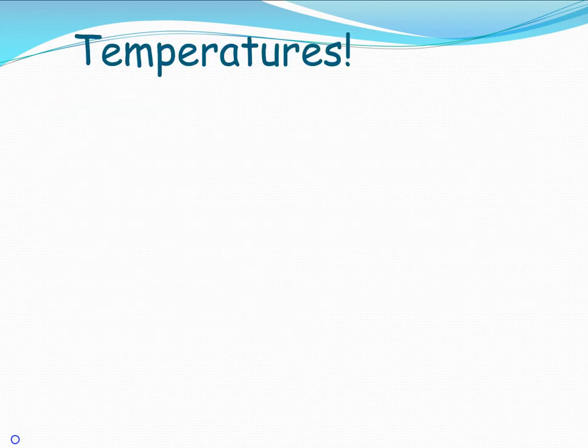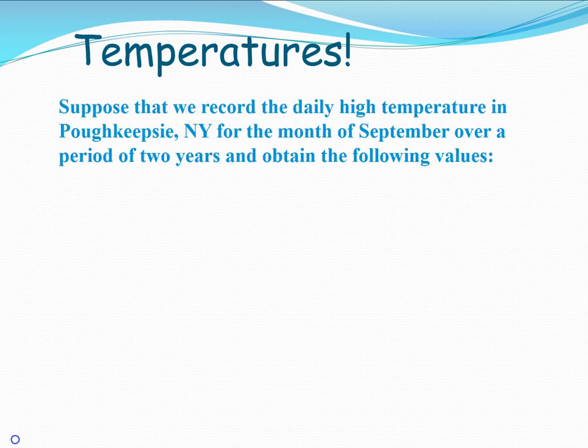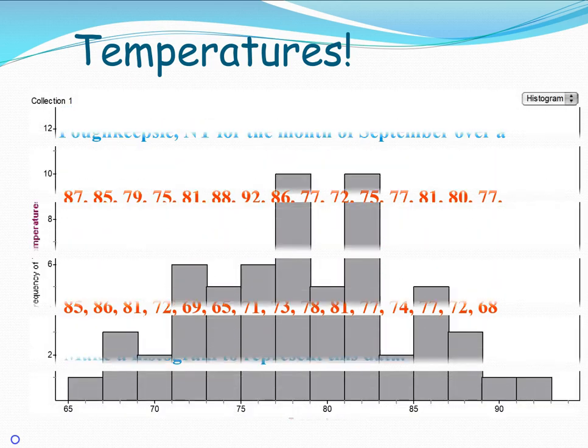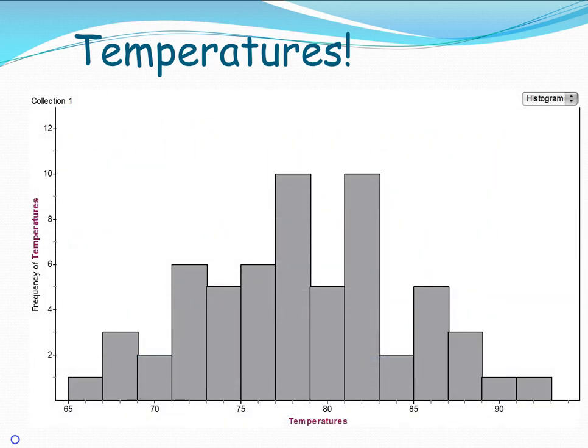I gave you a data set on temperatures. I gave you a data set with daily high temperatures of Poughkeepsie, New York for the month of September. It looks like this, nice big data set. If we want to make a histogram out of that, here's what it would look like. Take a minute, write this down.